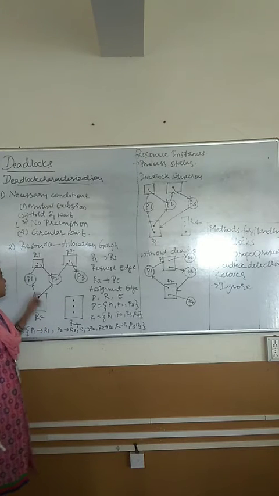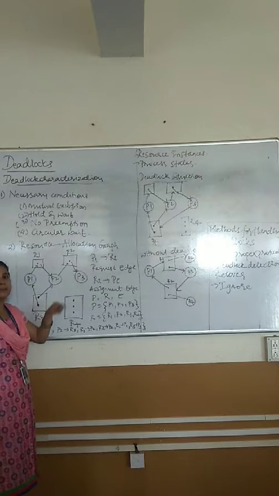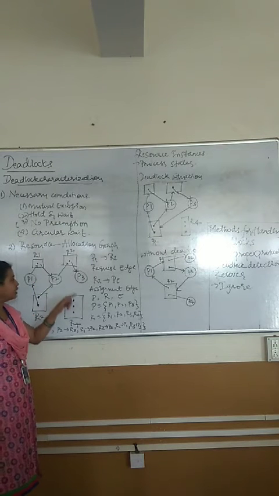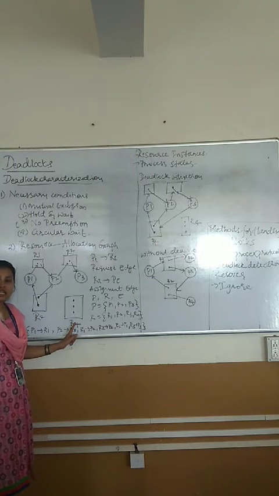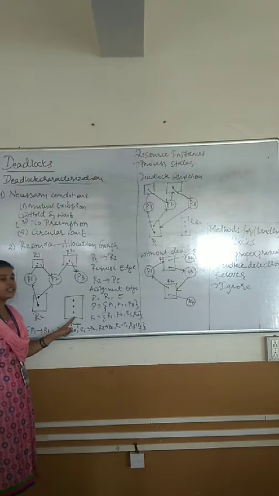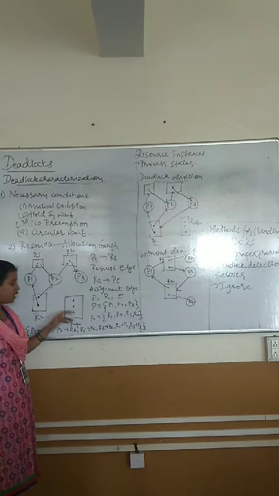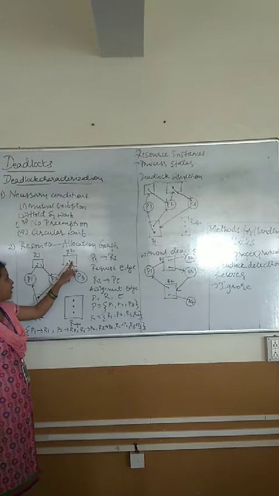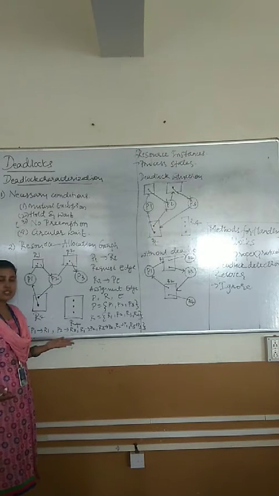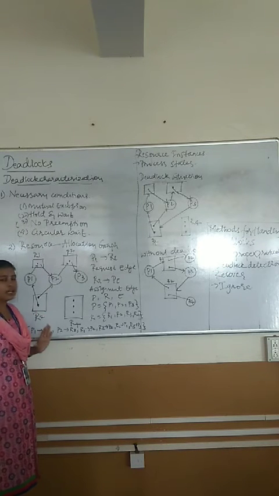Now you can see here P1, P2, P3. These are the processes, which are represented using circles. These R1, R2, R3 and R4 are the resources. The dots inside them mean the instances of this resource. There are 3 instances of resource R4, then 1 instance of R2. Instance means how many of the same type of resource are present in the system. So like this we are representing.